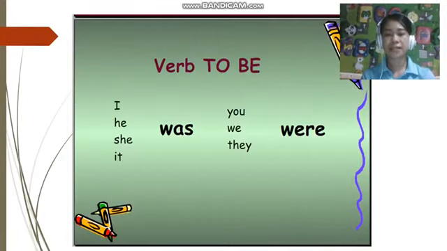Okay, this is another part about verb to be. Verb to be we divide into two: one is was and another one is were. When you want to use verb to be in the past tense, you have to change. I was. You cannot say I am because it is past tense, not present tense. Okay, I was a student. He was a boy, for example, but he's now a man. Okay, you were, not you are. You were, because it's past tense.